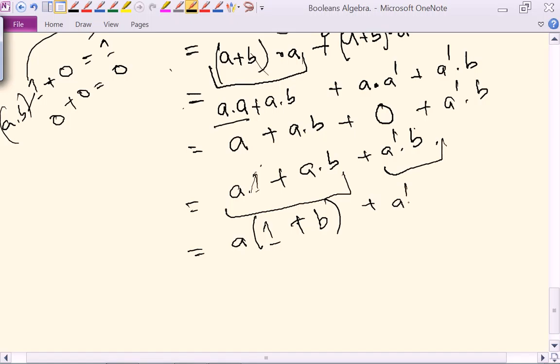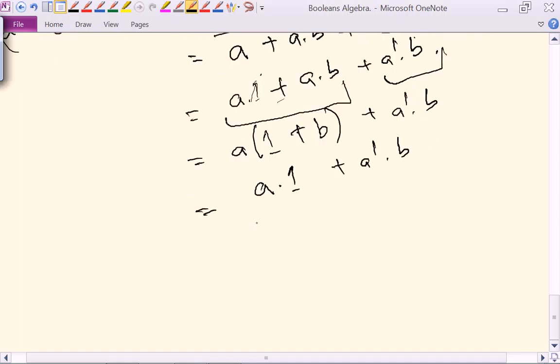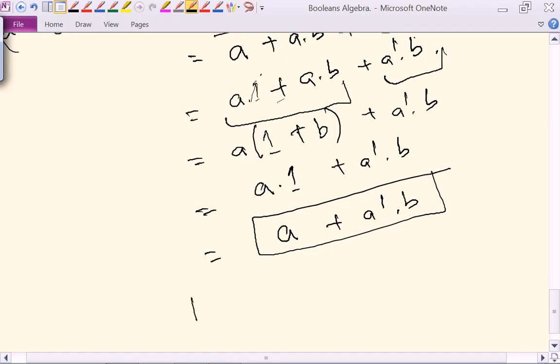This part we have already done to get A out of it. So 1 plus B is equal to 1. So this will be A and 1 plus A complement and B, and A and 1 is definitely equal to A plus A complement and B, and this is my LHS. Sorry, RHS. So RHS is equal to LHS. So hence proved. Quod erat demonstrandum means hence proved. You getting me?